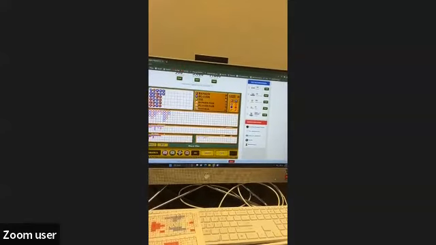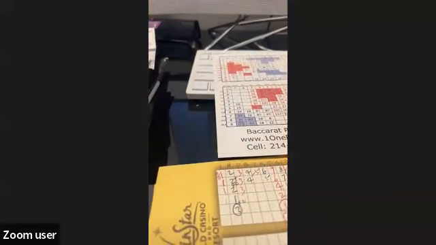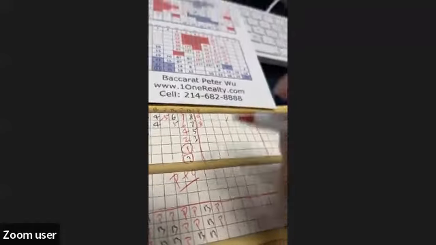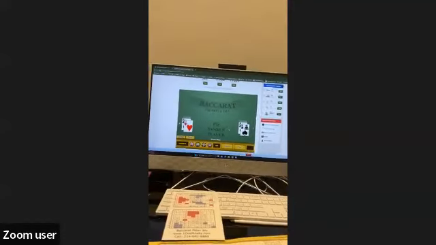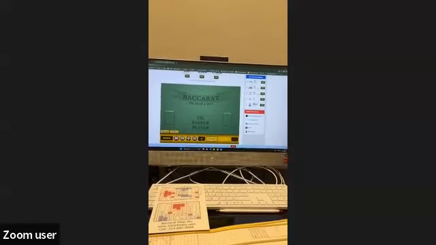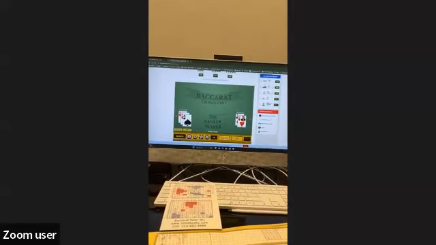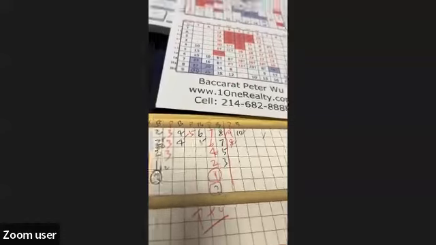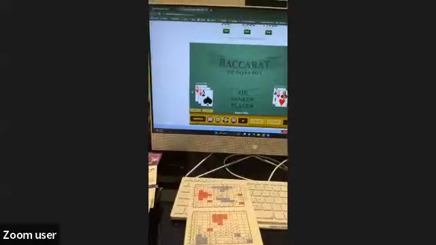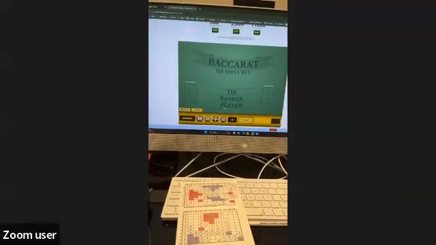And now P+2. So this is B, which means P+0. This shoe is P+0. So now you should bet on banker, but we are not going to do it. Because 8 divided by 2 equals 4, and 4 already showed up, we go to the right-hand side, which is normal distribution. Now, still no bet.